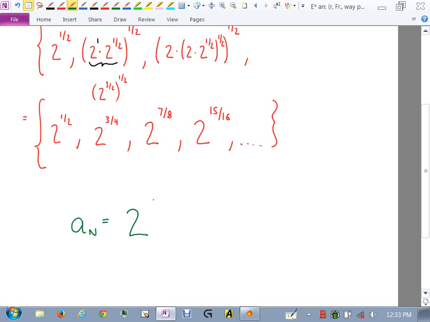Okay, the denominator of the exponent is 2 to the n. What is the numerator? 1, 3, 7, 15. 2 to the n minus 1? It's always 1 less than what's on the bottom, right? So 2 to the n minus 1 up there? No. 2 to the n minus 1 down here, right? Did y'all see that? Do you agree with this?